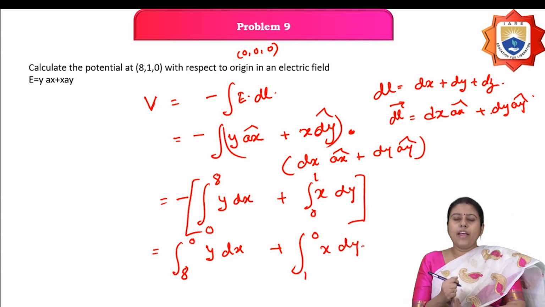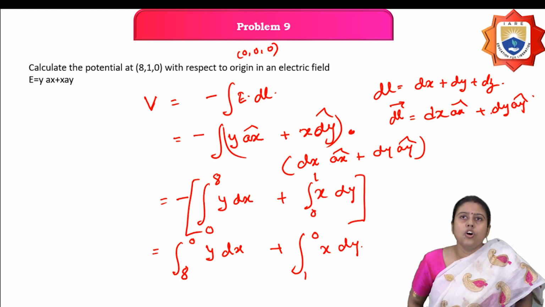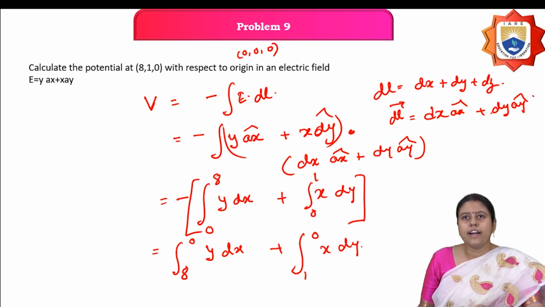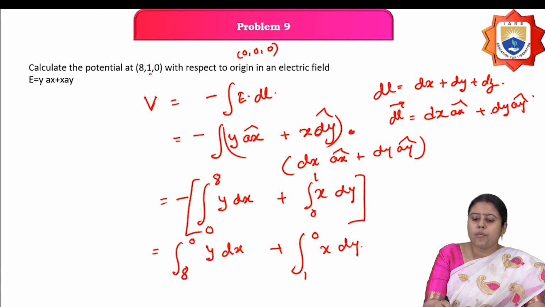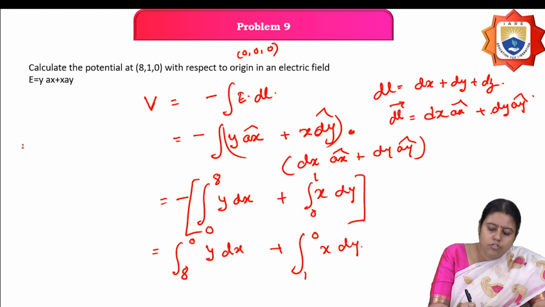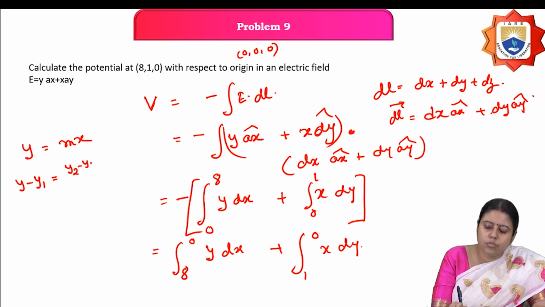So our main aim is to change the y in terms of x. Otherwise, because y is a function of x, we cannot solve the equation. So how to write the x into y equation? From these 2 points, you can understand it is a straight line problem. So we can use the equation of a line: y minus y1 is equal to (y2 minus y1) by (x2 minus x1) into (x minus x1).